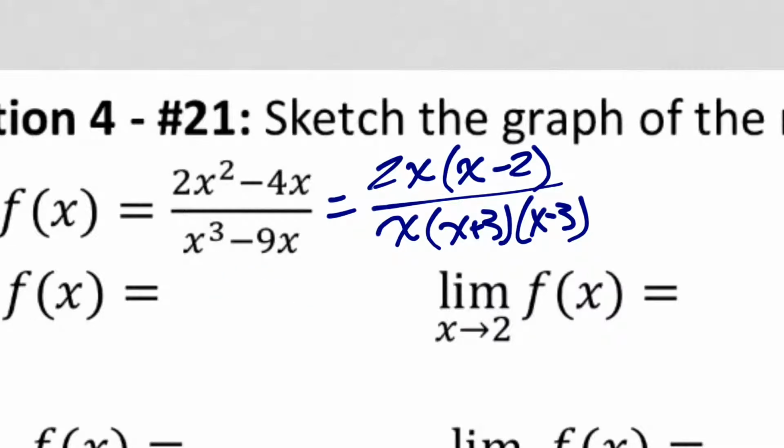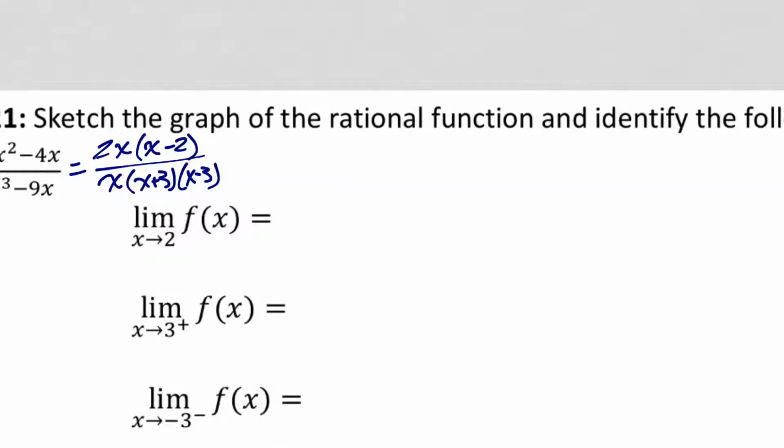So let's sketch this graph, and we're going to use that to evaluate the limits. So what do we have? We have a hole there. Take that out, hole at 0.